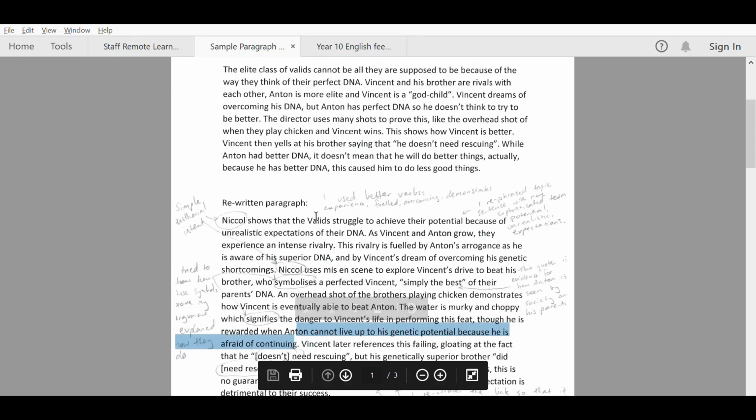This relates to the topic sentence. Alright, see how evidence and then relate back to topic sentence.